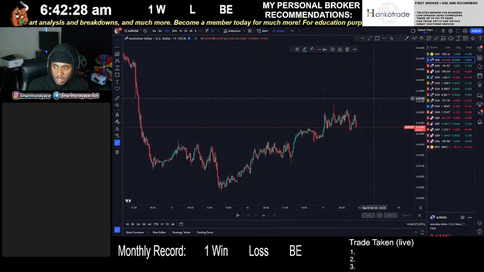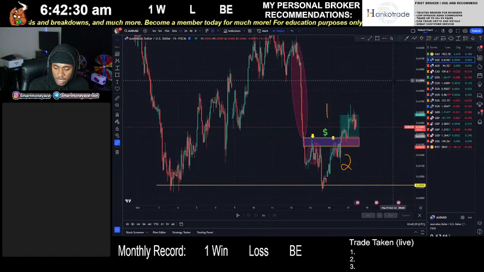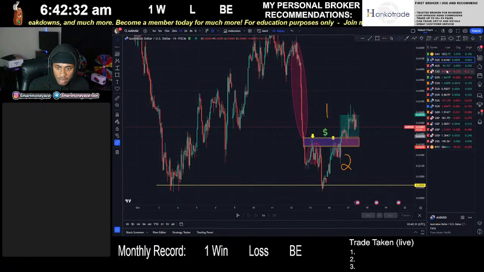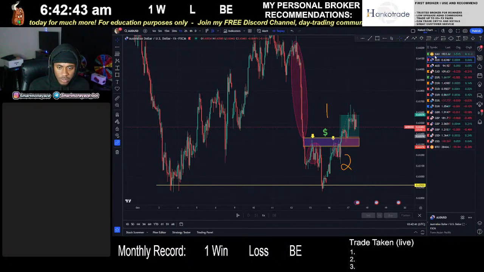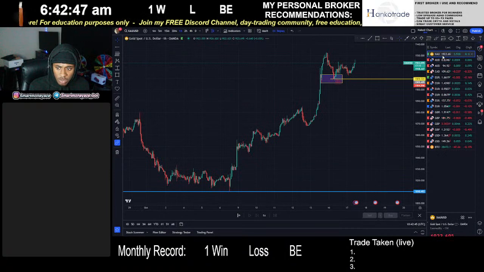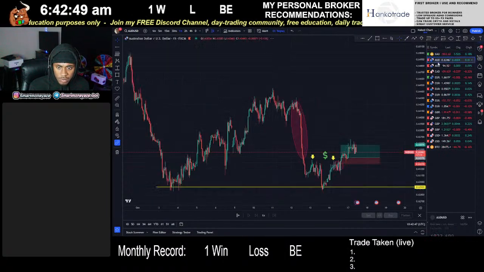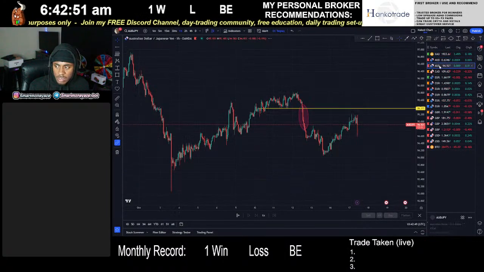AUD USD, was this the pair that I traded? It was. So we're going to mark this as orange. Or what's a good color? Honestly, we just put it back to red for now. I don't want to make this color coding too confusing. Gold, we're going to mark green. We're going to go gold this morning. So we already went through AUD USD.